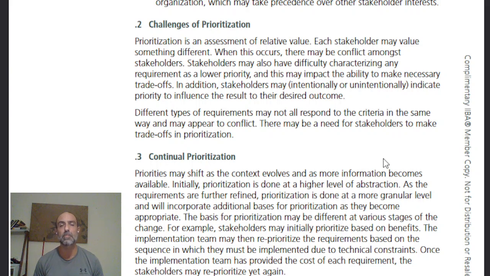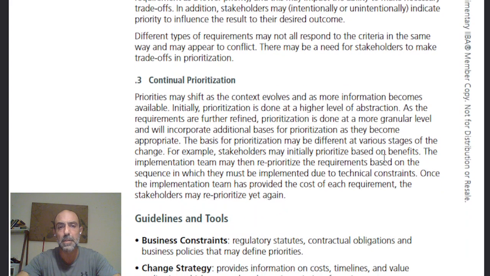I don't know how business analysts are supposed to handle that, but sometimes they're very biased stakeholders. So be wary of that. Different types of requirements may not all respond to the criteria in the same way and may appear to conflict. There may be a need for stakeholders to make trade-offs in prioritization.